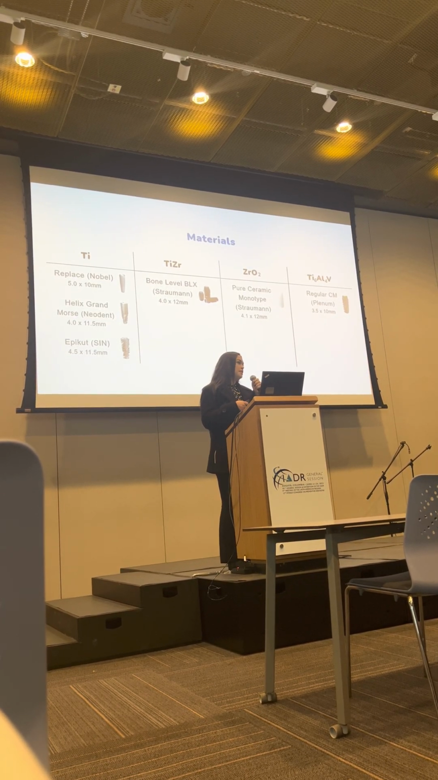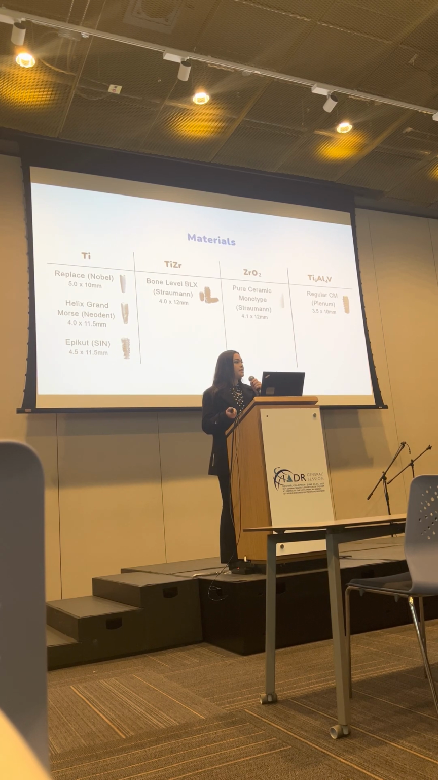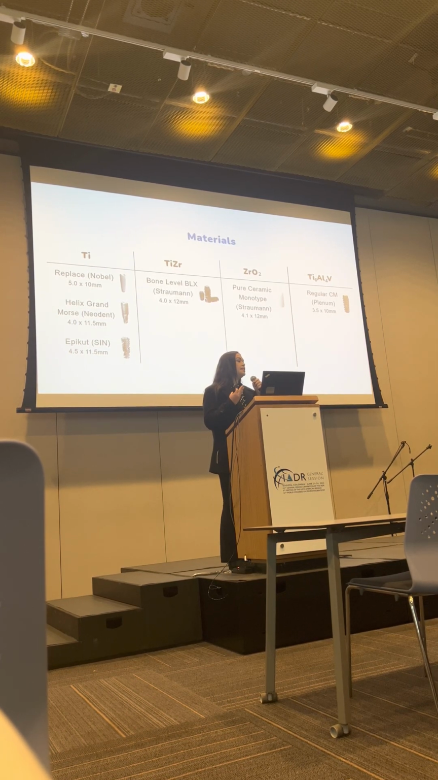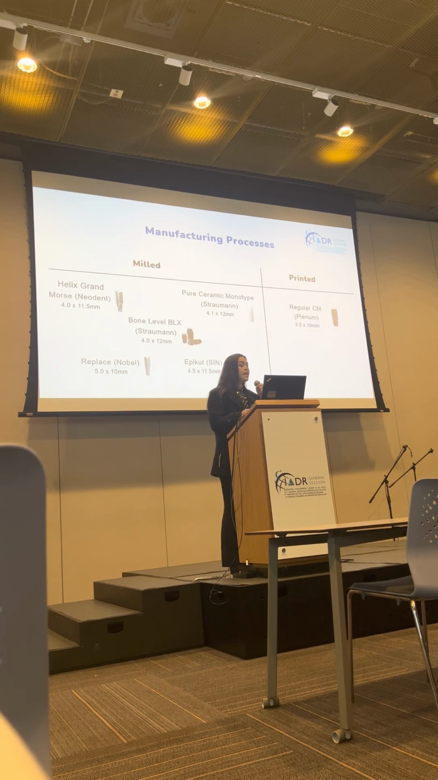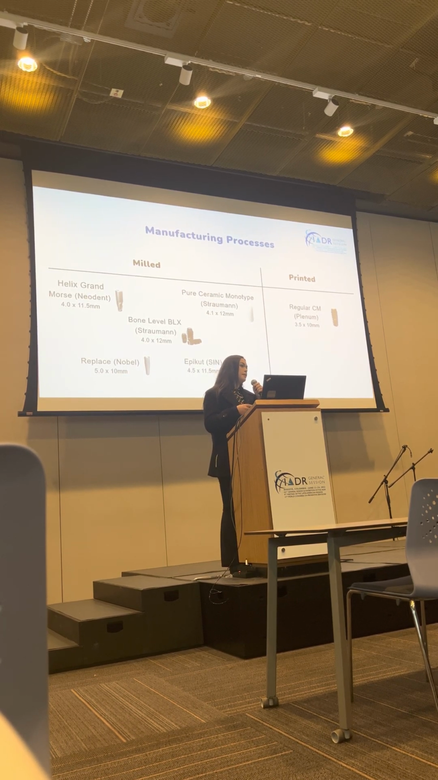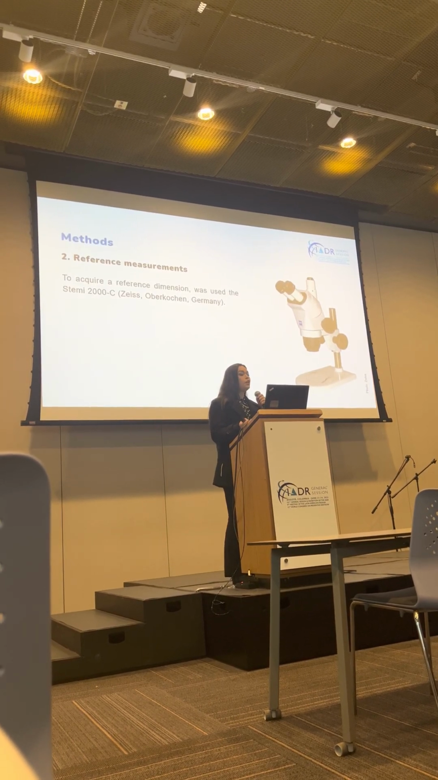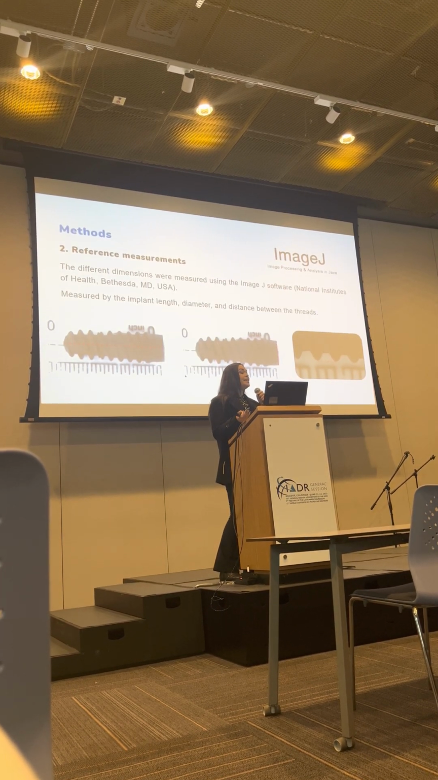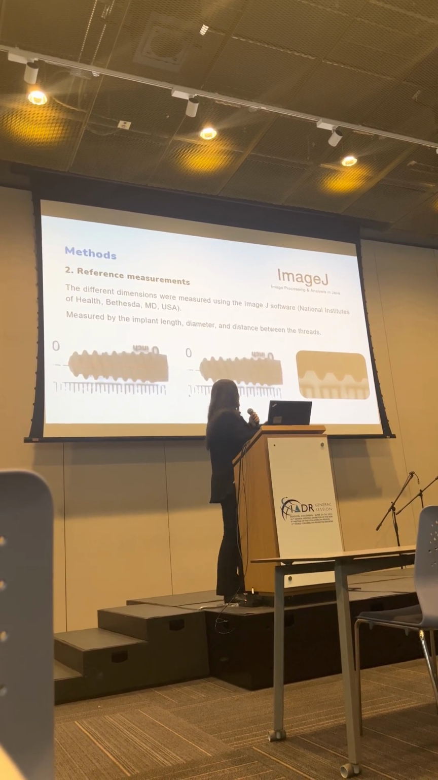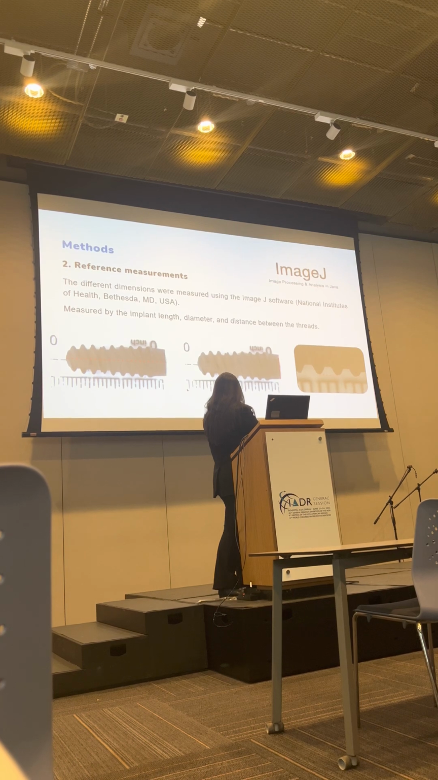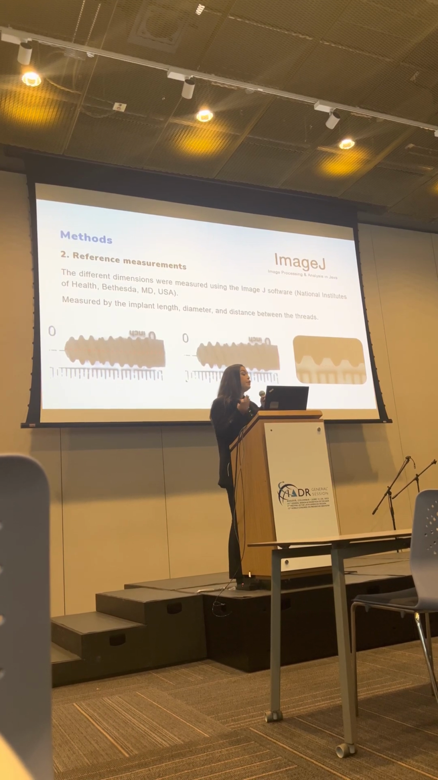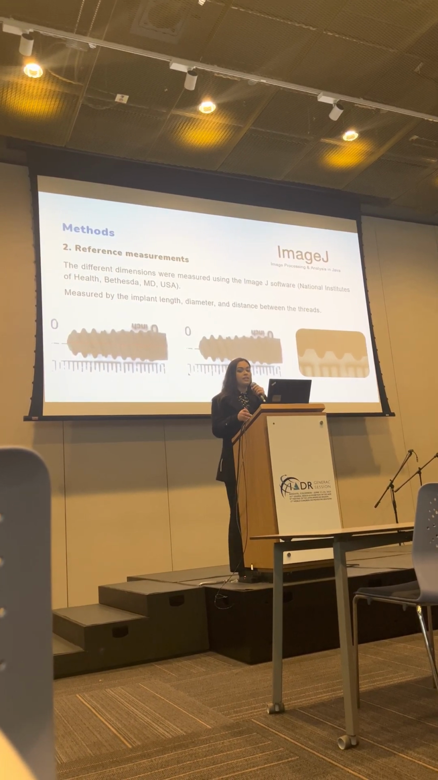So 6 types of implants were selected from 5 different brands and 4 different materials: titanium, titanium with zirconia, and titanium with aluminum and vanadium. And from 2 types of manufacturing process, milled or printed, of which only the Plenum was the printed one. To acquire a reference dimension, a stereo microscope was used, and the study factors were measured by the implant length, diameter, and distance between the threads. The different dimensions were measured using the ImageJ software.